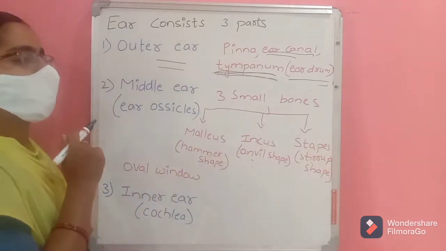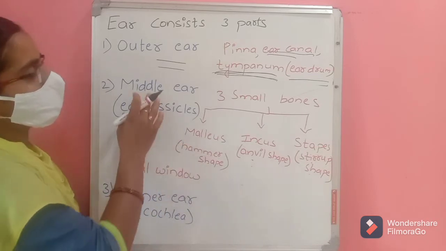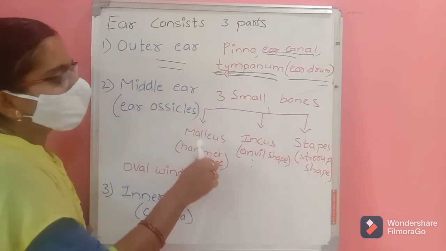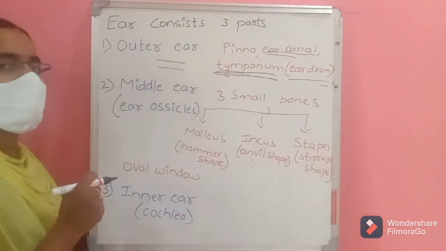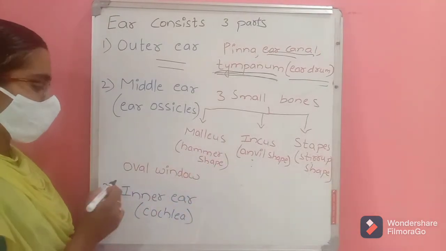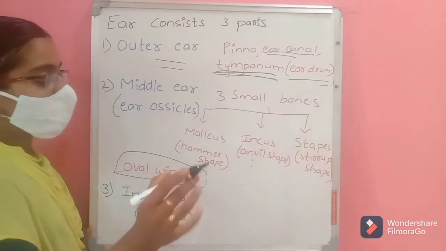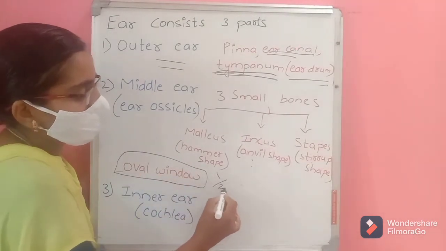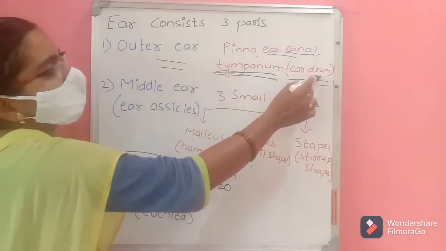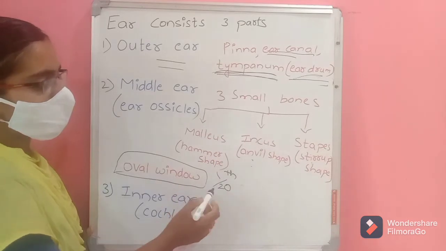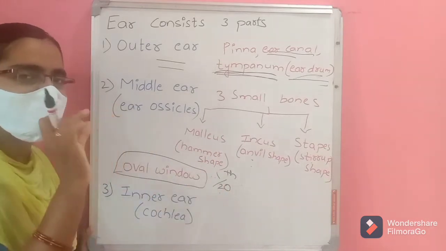These are the shapes of those bones. The sound in the middle ear passes through the malleus, incus and stapes. After the stapes, the sound passes through a membrane called the oval window. The surface area of this oval window is 1/20th of the eardrum, so its surface area is very small.